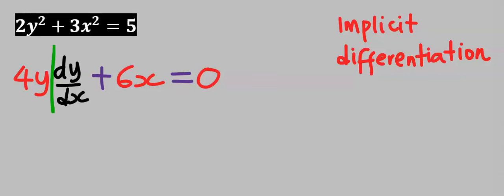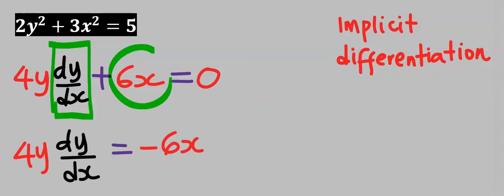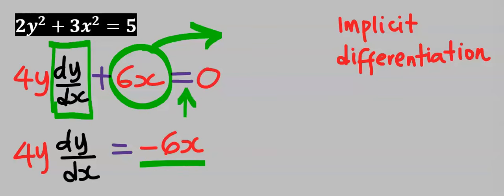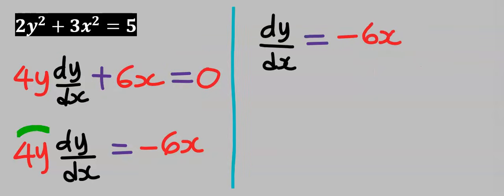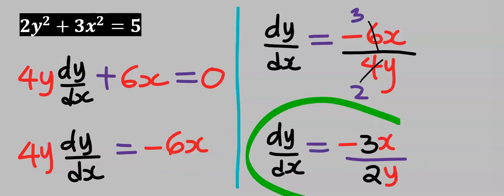Next, make dy dx the subject. I will move 6x across the equal sign, and it will become minus 6. Next, 4y is multiplying dy dx. Hence, if it moves across, it's going to divide. 2 will go into 6 3 times, and 2 will go into 4 twice. Our dy dx is minus 3x divide 2y.